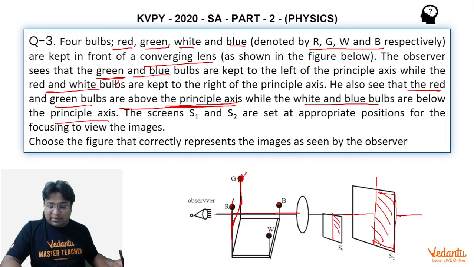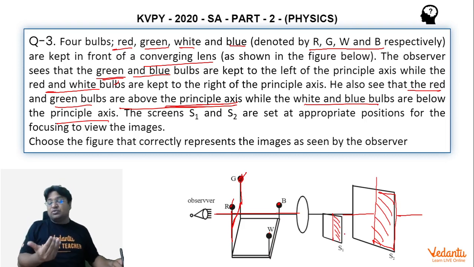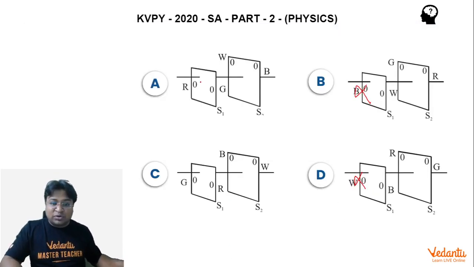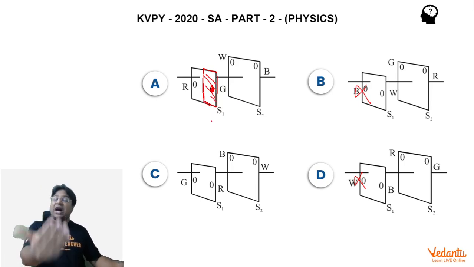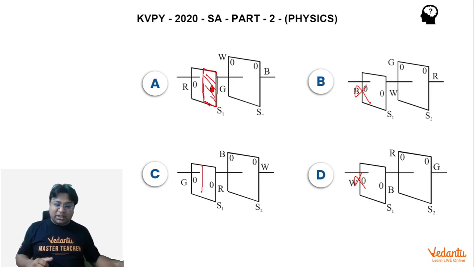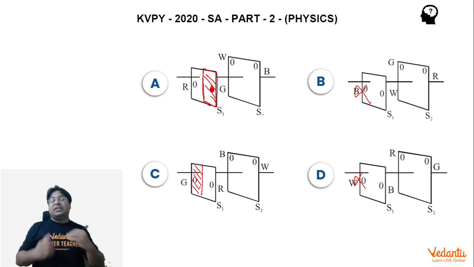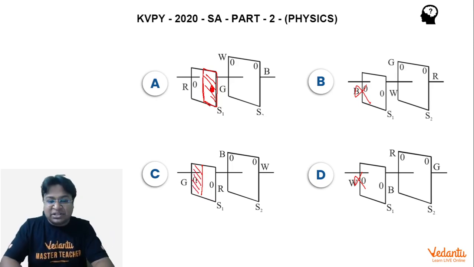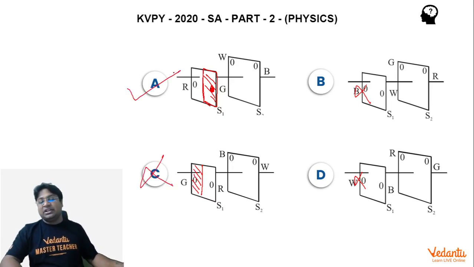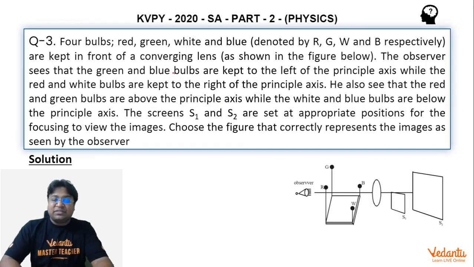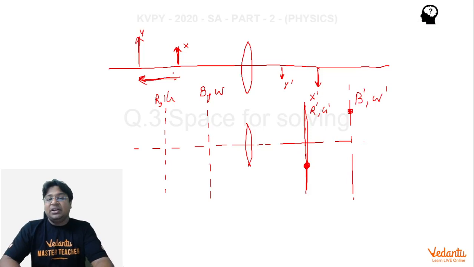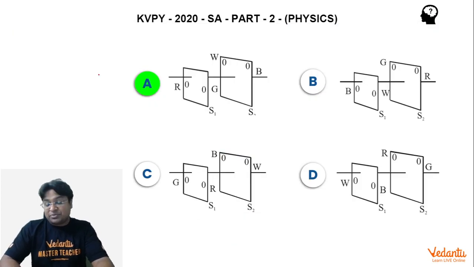The green one, I'm looking for the image of green on S1, not on S2, and I'm looking for the half which lies towards me. Here I can see that the image of green, this point, is on the half that lies towards me. Here the image of green is on the half that lies away from me, behind the principal axis. So option C is definitely incorrect and A is the correct one. Like this we can figure out which option is correct. Three options have been eliminated, and therefore the fourth one, option A, is the correct one.